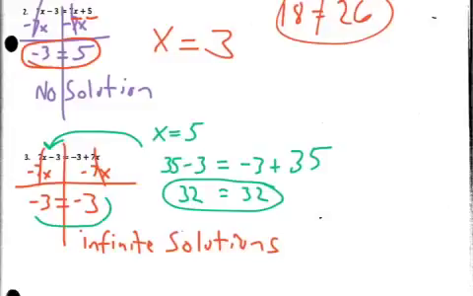So I can recognize the fact that when I get a result such as a constant equaling the same constant, what it's going to tell me is it doesn't matter what I put in for x. I'm going to get an infinite amount of solutions.